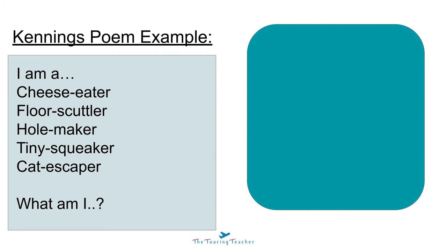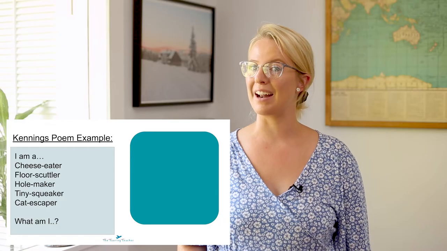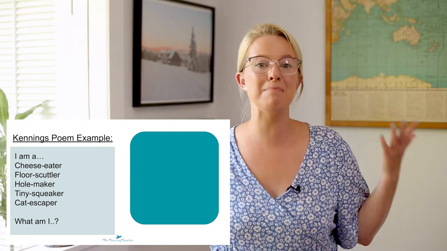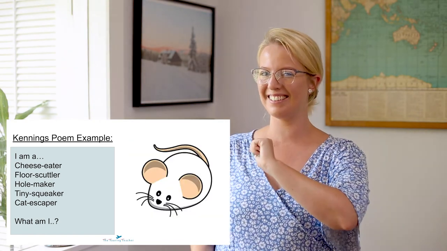And it's a little bit of a riddle. So I'm going to read it out loud and see if you can figure out what animal I am talking about. I am a cheese eater, floor scuttler, hole maker, tiny squeaker, cat escaper. What am I? An elephant. No, a mouse. You got it.